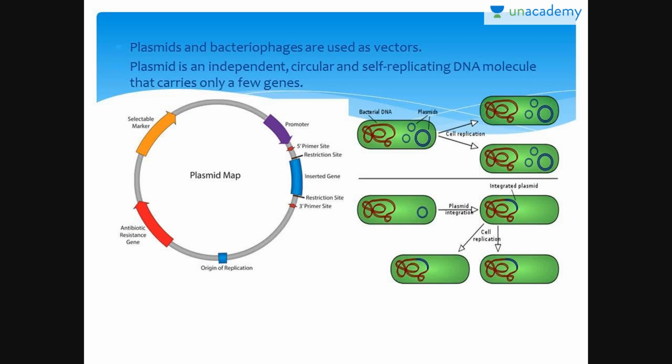Plasmid is an independent circular and self-replicating DNA molecule that carries only a few genes. Look at this, the plasmid map.